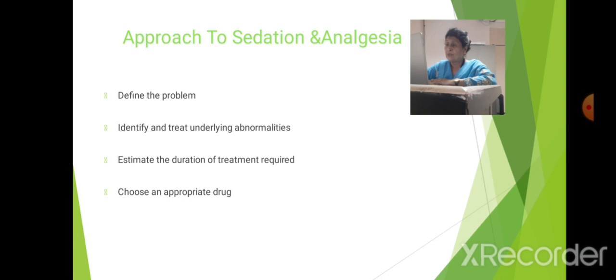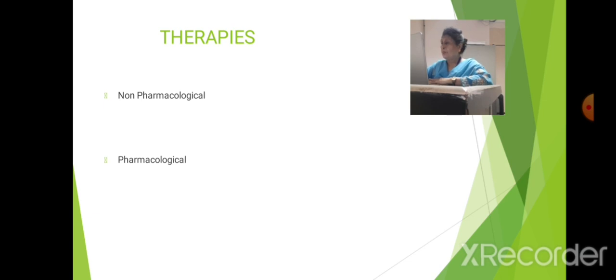Estimate the duration of treatment required. If we are using any sedation or analgesia, we should also know how long we are going to use it. What would be the outcome? Long duration sedation may not have a very good result on patient outcome. We should always choose an appropriate drug. We should prefer a drug that is most effective, most indicated in that particular disorder, and is excreted and metabolized fast when we want to wean the patient off from sedation and analgesia. Therapies.